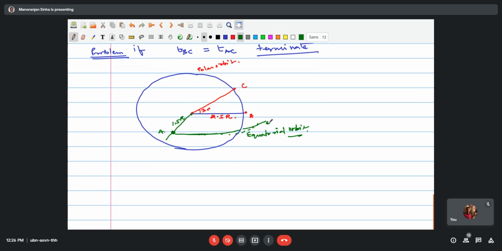Eccentricity of the orbit is 0.5, and this happens to be the periapsis of the equatorial orbit.